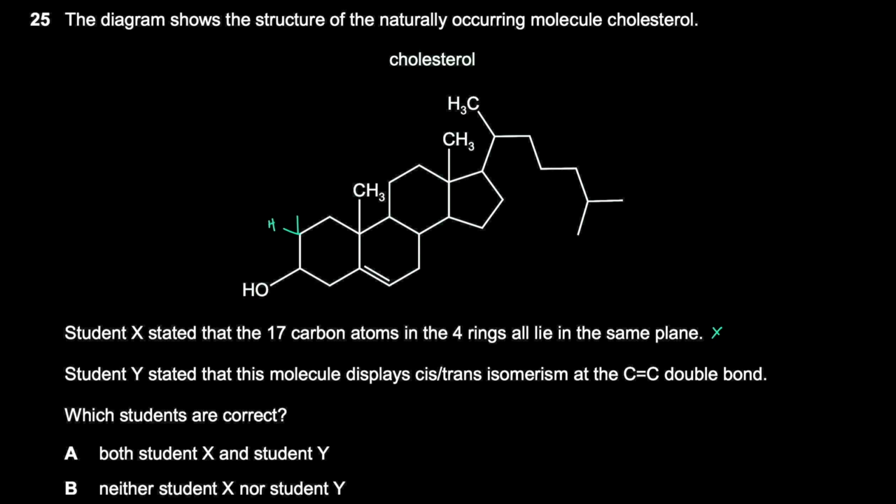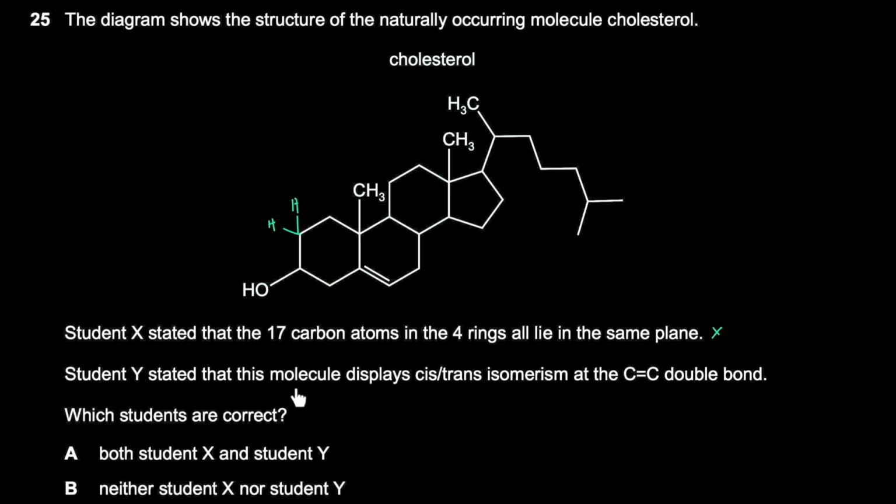because the carbon atoms are bonded to 4 atoms, right? This carbon is bonded to 4 atoms, this carbon is bonded to 4 atoms, this carbon is bonded to 4 atoms, right? So all the carbons that are making single bonds are bonded to 4 atoms, so they're all tetrahedral. That means that these rings are non-planar. So student X is correct. Okay, the rings are not planar, they're non-planar, they don't lie in the same plane.